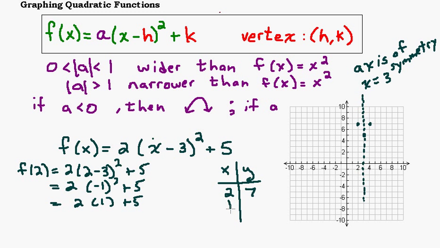Well, let's do 1. Okay, so I'm going to go back over here and plug in 1. And let's see what we get. So if I put a 1 in for x, 1 minus 3 is negative 2. Negative 2 squared is 4. 2 times 4 is 8, plus 5 would be 13, which is slightly off my graph, but I can fudge it a little bit. So at 1 it's 13, so I'd go over 1, up 13, about right here.